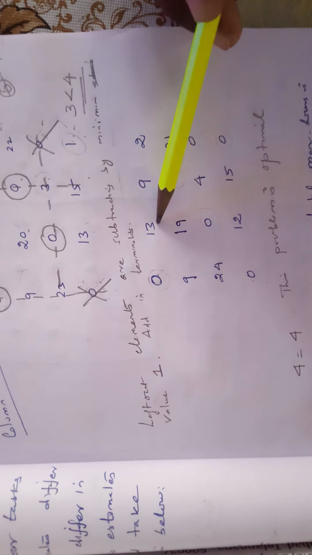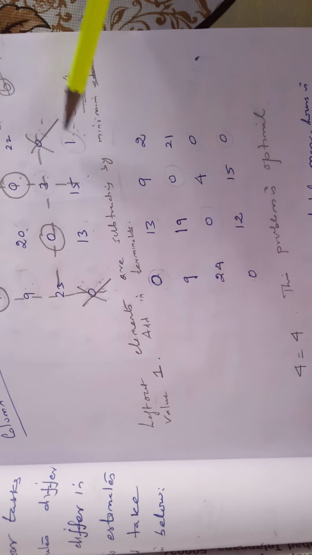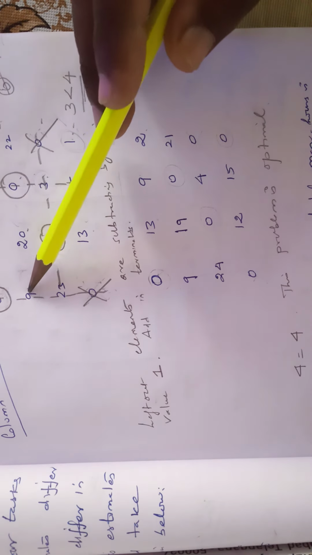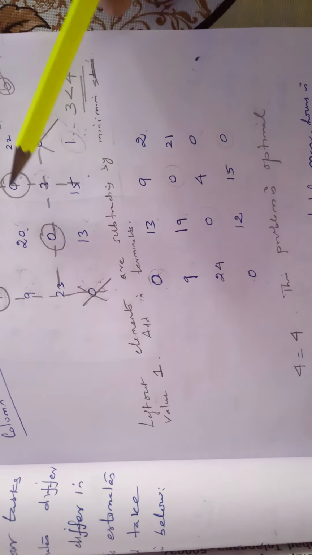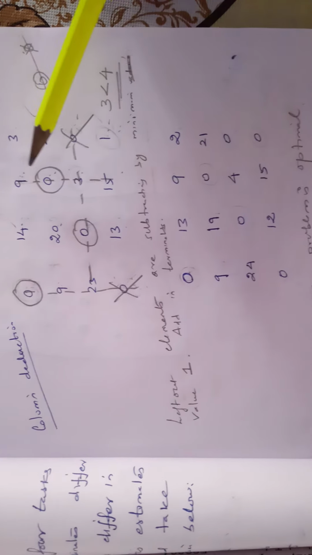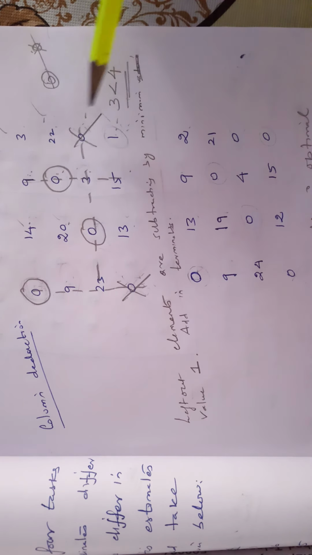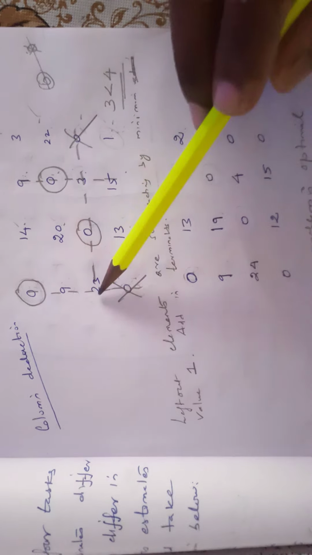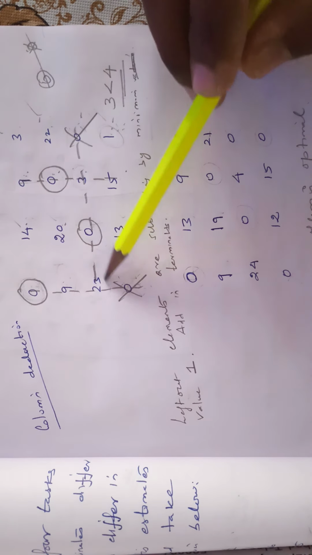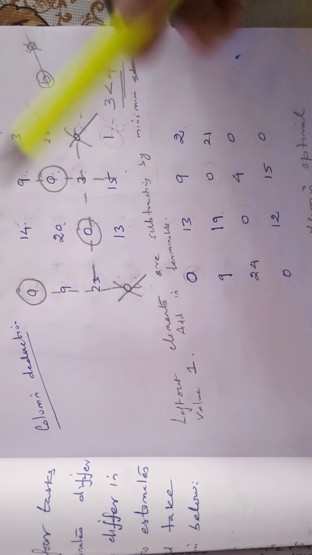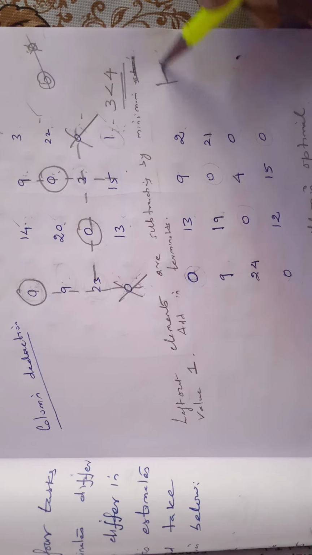14 minus 1, 13. 9 is already covered, so 9. 3 minus 1, 2. Again 9 is already covered, so 9. 20 minus 1, 19. 0 is covered, so 0. 22 minus 1, 21. Third row, this is the terminal. So 2 lines are intersecting means this is the terminal. This is the terminal.